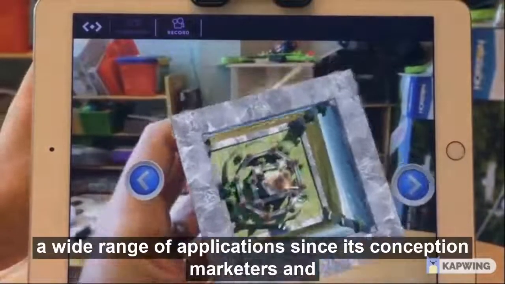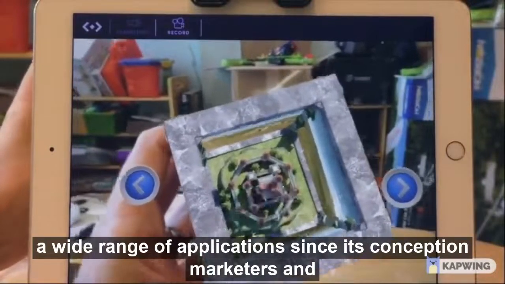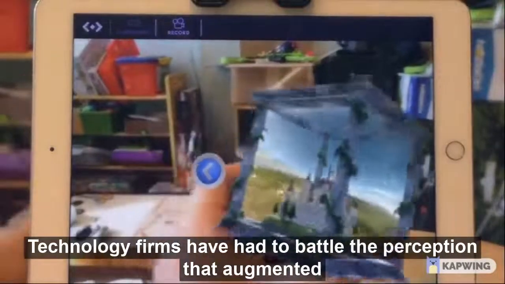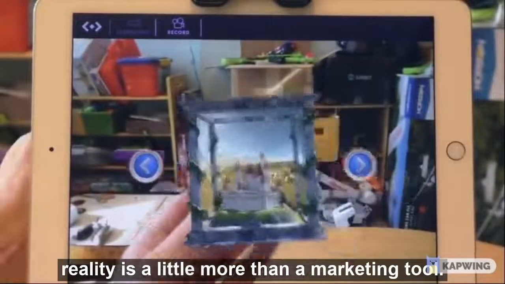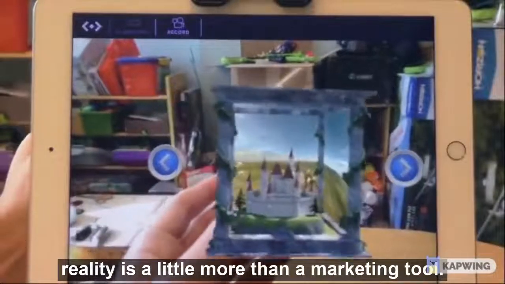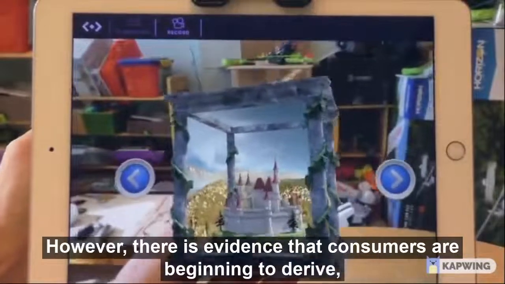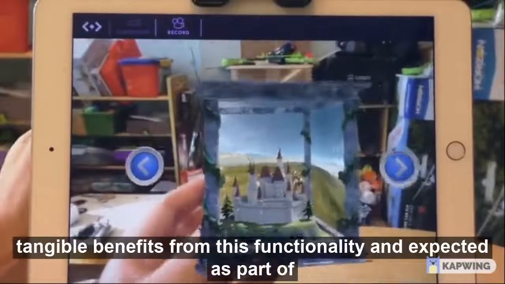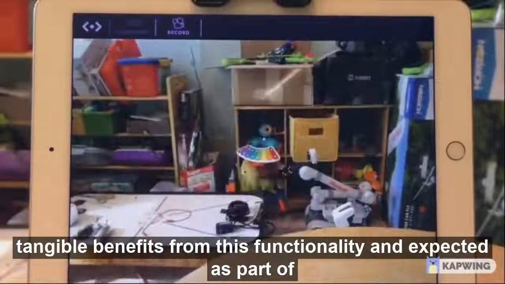Augmented reality continues to develop and become more pervasive among a wide range of applications. Since its conception, marketers and technology firms have had to battle the perception that augmented reality is little more than a marketing tool. However, there is evidence that consumers are beginning to derive tangible benefits from this functionality and expect it as part of their purchasing process.